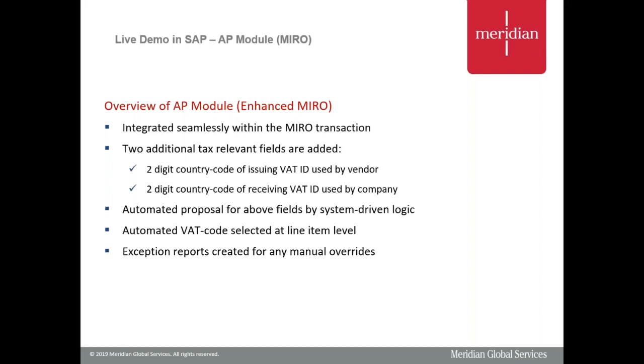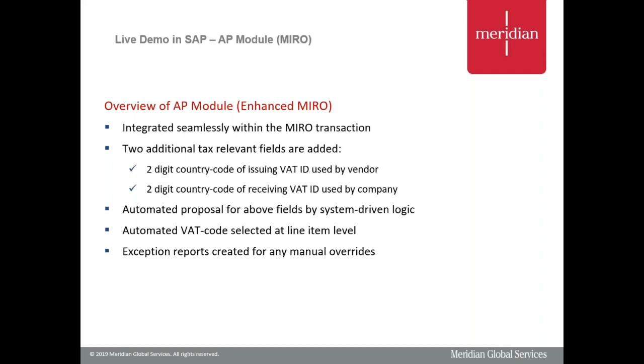We have added 2 additional tax relevant fields. Those are the 2-digit country code of the issuing VAT ID and also the 2-digit country code of the receiving VAT ID. We automatically propose those fields based on system-driven logic that is taken from the purchase order relevant to the posting of this invoice. And with that information, we automate the VAT code selection at a line item level. We can also produce exception reports to show any manual overrides that have been used in order to remove the Meridian functionality.